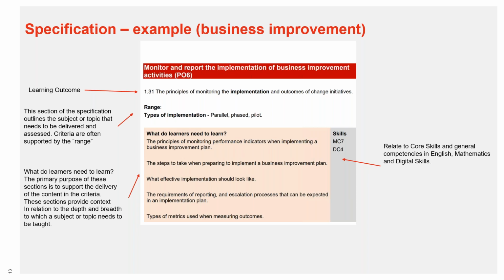Now, what we mustn't forget is to embed the core skills into delivery as well, and each part of the specification will highlight the core skills on the right-hand side in grey. So that's obviously English, maths, digital skills, etc. So please do make sure that these are mapped into delivery.